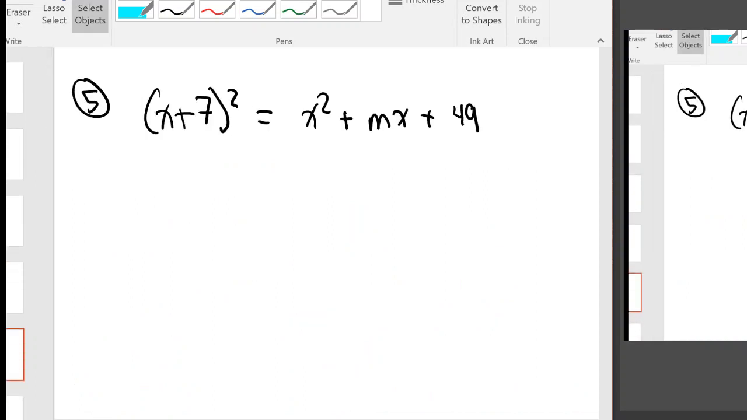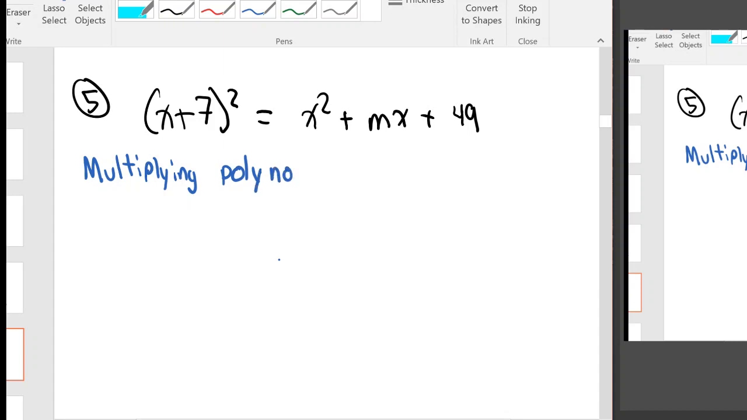All right. Now, the next problem. This one is a little bit tougher because you haven't learned how to solve problems like this. This is a process known as multiplying polynomials.